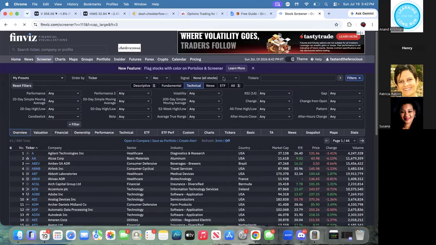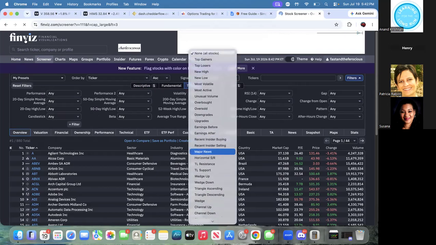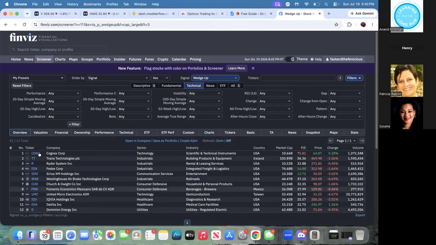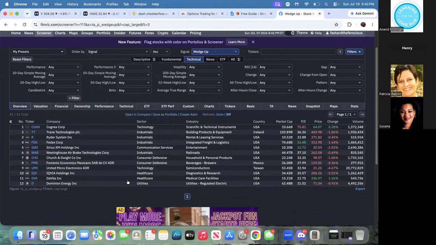Or wait, signal. No. Okay, here. Let's look for ones with a wedge up. So this is really cool. It's super powerful. I'm looking for ascending triangles without having to look at them manually. So I'll set those up and look for anything that pops out at me. I don't recognize any of these.